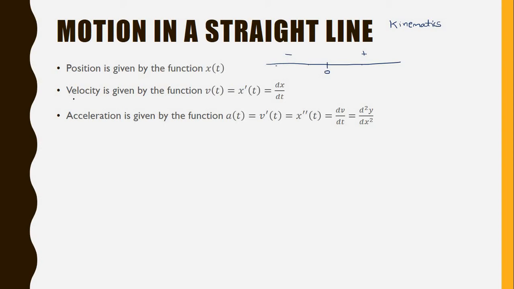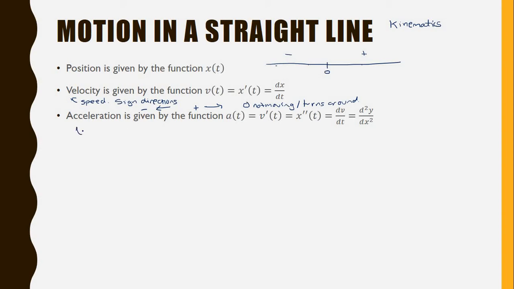Velocity is related to speed, but the sign tells us the direction that we're moving in. So if the sign is positive, it means the particle is moving to the right. If the sign is negative, it means the particle is moving to the left. And if the velocity is 0, it means that the particle is not moving, which also happens when the particle turns around. To get velocity, we differentiate position. So we can either write it as x dash t, derivative of position, or as dx dt, derivative of position.